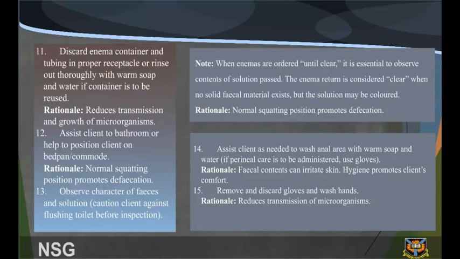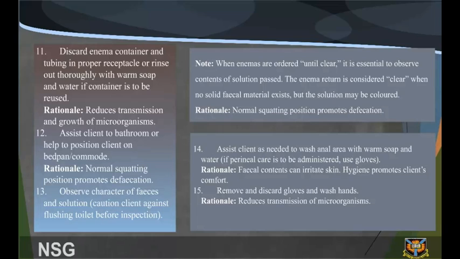Discard the enema container and tubing in a proper receptacle, or rinse out thoroughly with warm soap and water if the container is to be reused. This reduces transmission and growth of microorganisms. Assist clients to the bathroom or help to position clients on a bedpan or commode. Normal squatting position promotes defecation. Observe the character of feces and solution. Caution clients against flushing the toilet before inspection.